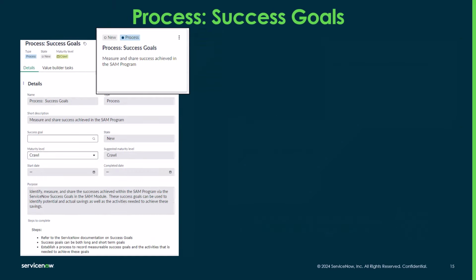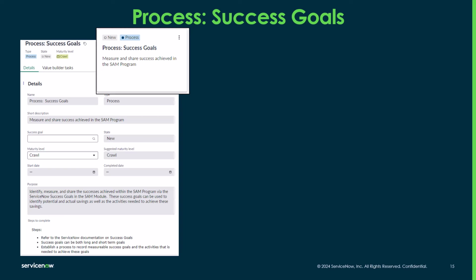The next maturity item is going to be setting those success goals. So now you've gone through and you've defined what those success criteria are, what we're trying to do with our SAM program. So let's get them into the Software Asset Management Success Portal by creating success goals.